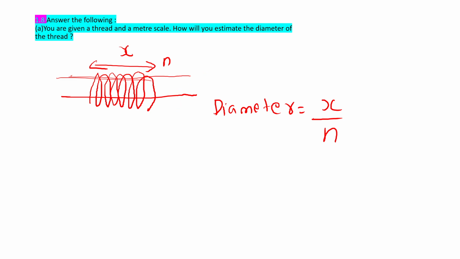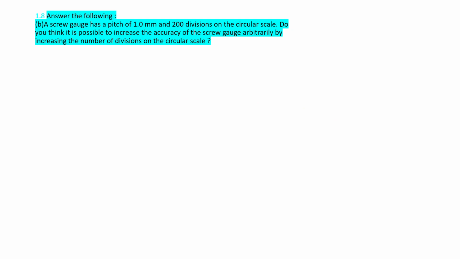Alright, we will go to question number 8, B part. A screw gauge has a pitch of 1 millimeter. So here the given pitch is equal to 1 millimeter, and the number of divisions on the circular scale is 200. Do you think it is possible to increase the accuracy of the screw gauge arbitrarily by increasing the number of divisions on the circular scale?